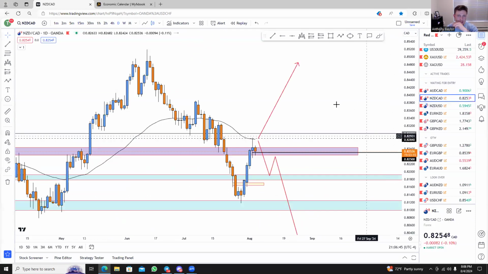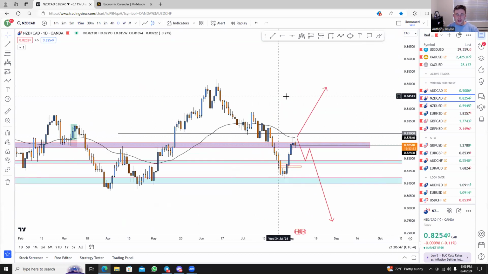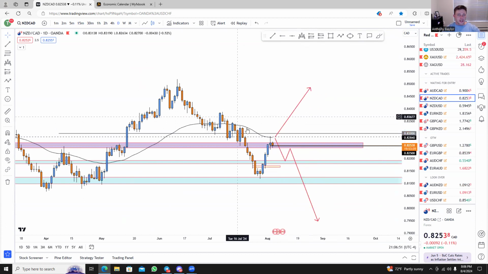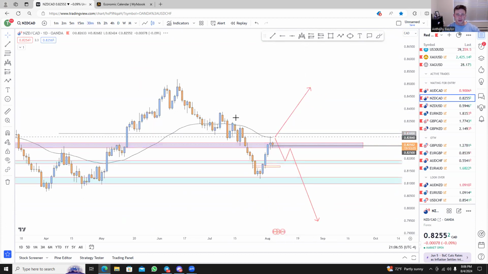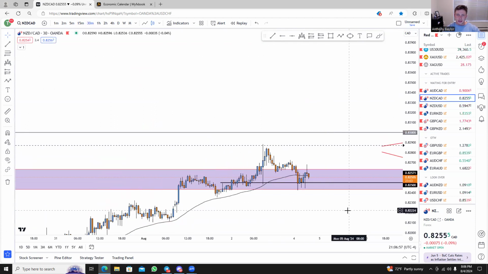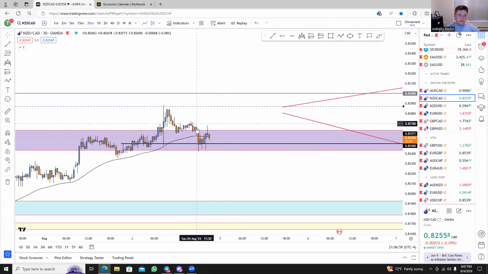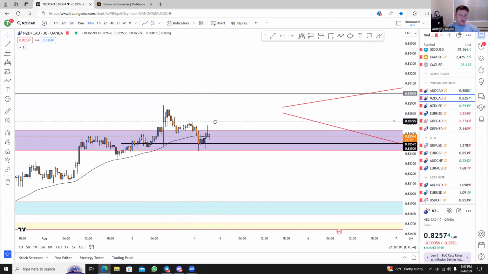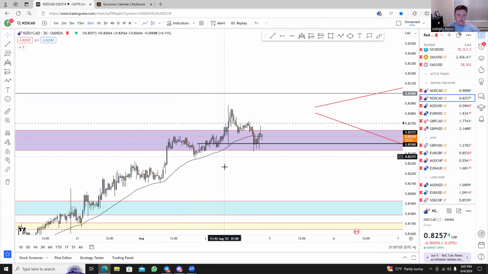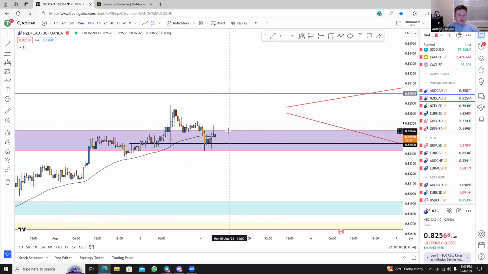So NZD CAD here. Obviously I have it either going up or down here. It's a 50-50 chance, but what I want to see is, if it goes up, I want to see it break structure. So we have a higher high, higher low. I want to see it come into here and break this zone on a 30-minute to have a shift of structure to make this bullish.